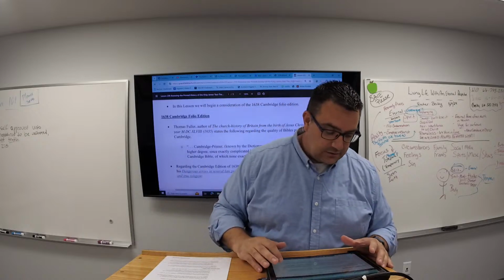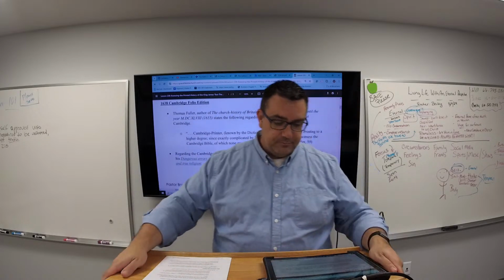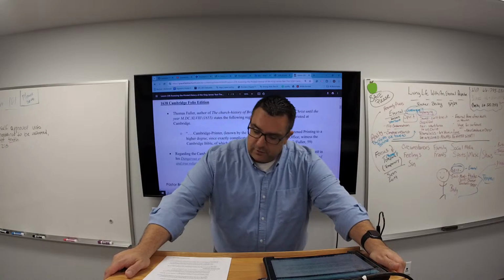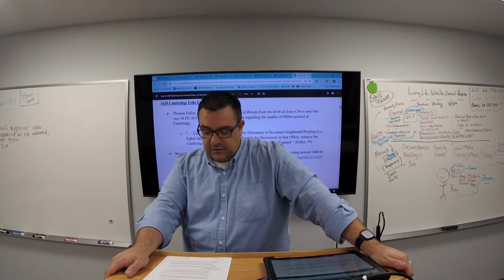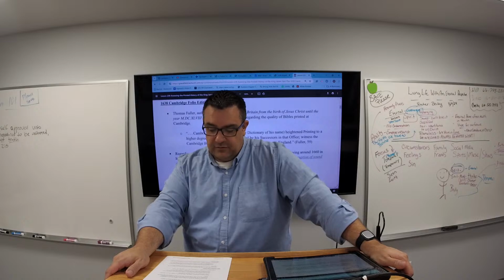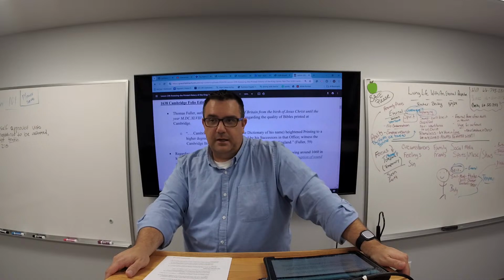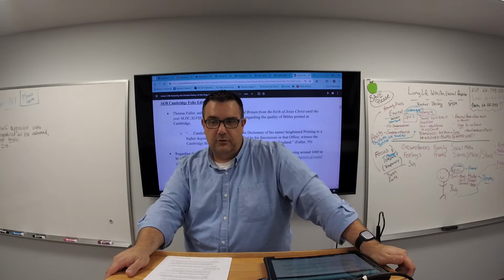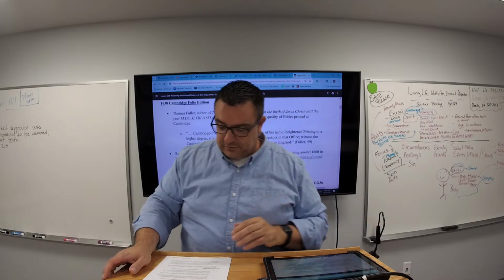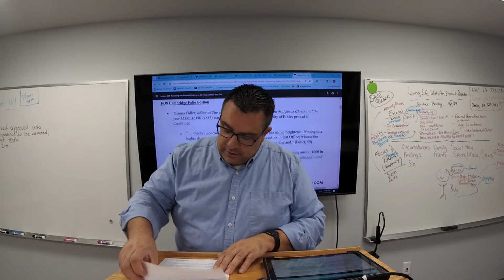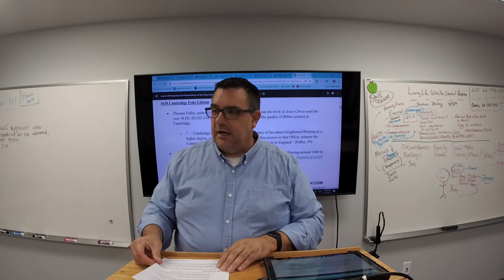So let's get into the 1638 Cambridge folio edition. Thomas Fuller, author of The Church History of Britain from the Birth of Jesus Christ until the year 1655, that's what the Roman numerals equal there. I don't know about you, but I get too many Roman numerals and I start getting cross-eyed trying to remember what stands for what. But 1655 states the following regarding the quality of the Bibles printed at Cambridge.